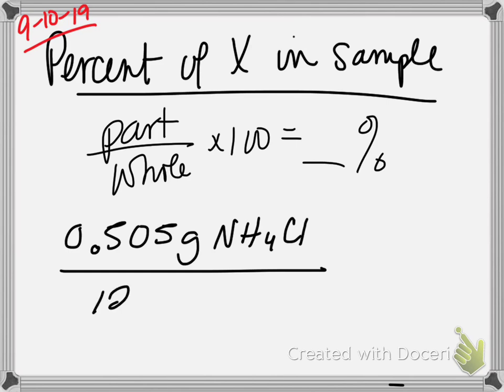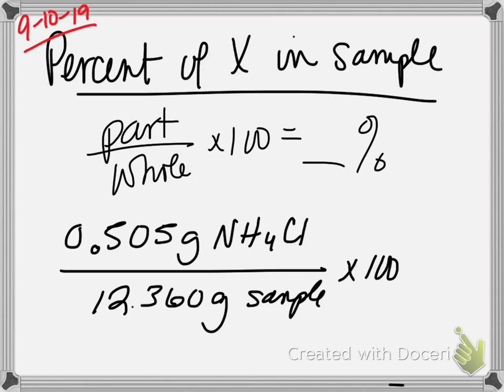Let's say that I had 12.360 grams total sample. That times 100 will give me my percentage of ammonium chloride in the sample. And yes, I expect you to write that level of detail on your calculations. I'm giving you points for it. I won't give you points if you don't write units and chemical, or if you just write a number.